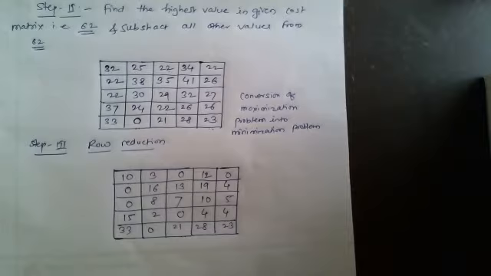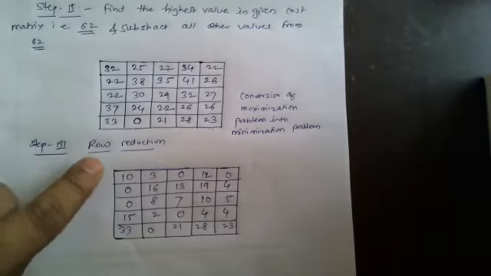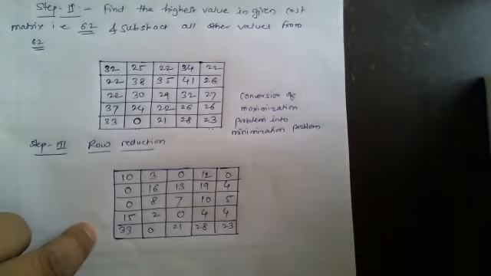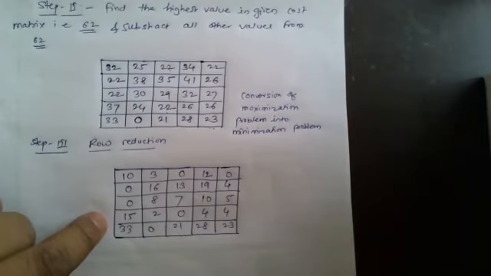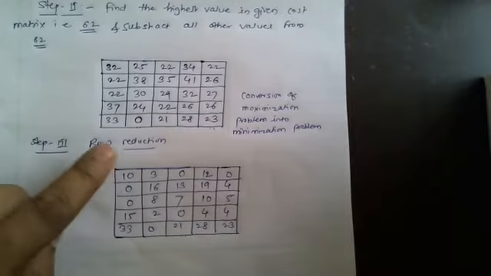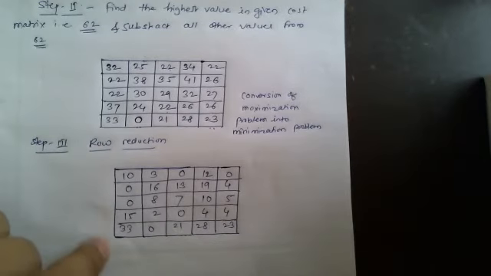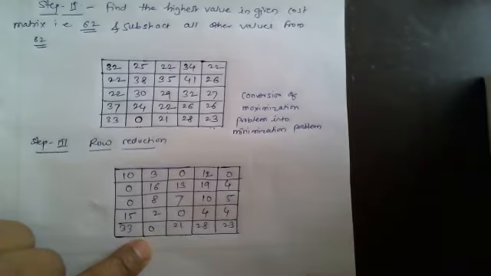Now the next step is column reduction. We have to choose the minimum value in each column and subtract that minimum value from all other values in that column. In the first column, you can see 0 is the minimum. If we subtract this 0 from all other values, it doesn't change anything, so we write this column as it is. Here also 0 is present, so this column doesn't change. In this column again 0 is present, so we can write it as it is.